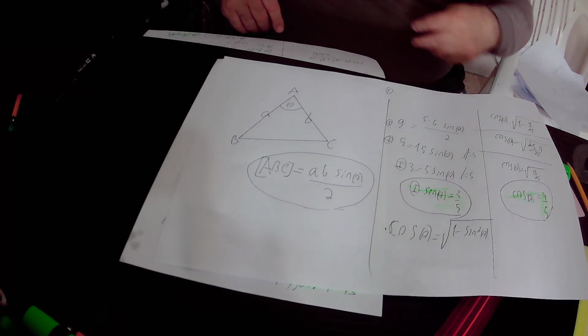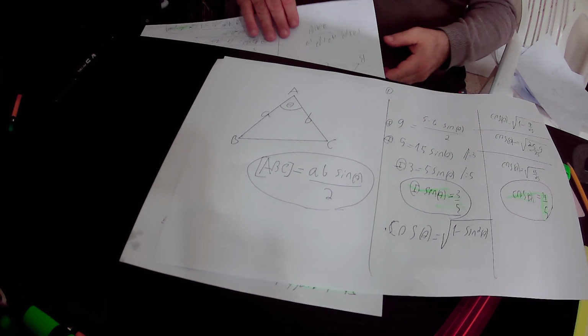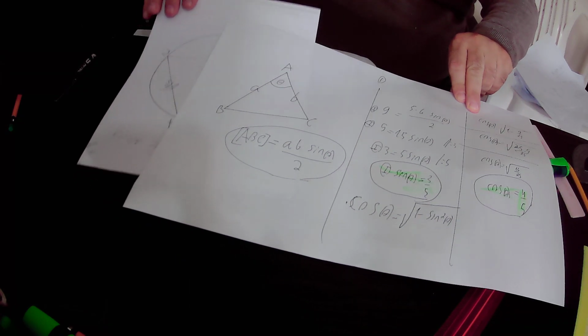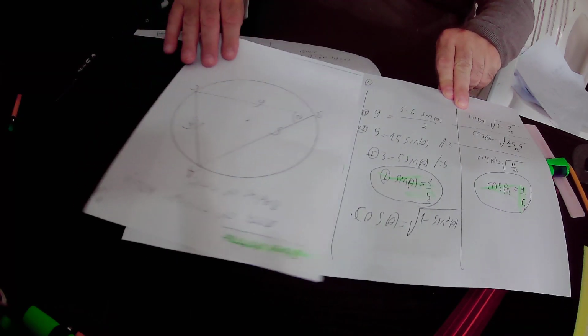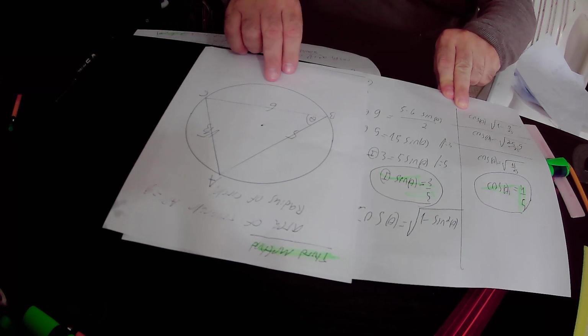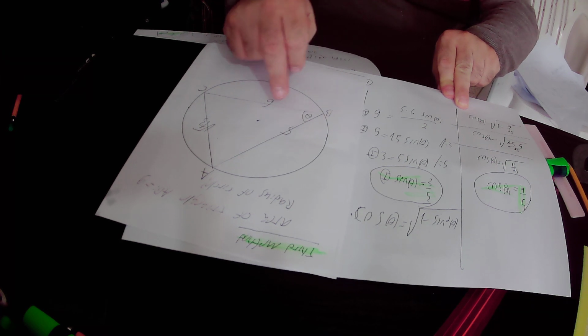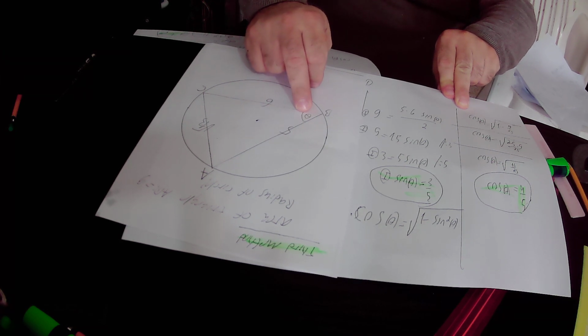We implemented this rule in order to find the area of our triangle, triangle ABC. According to this formula, the area of triangle ABC will be equal to 5 times 6 times sine theta over 2.